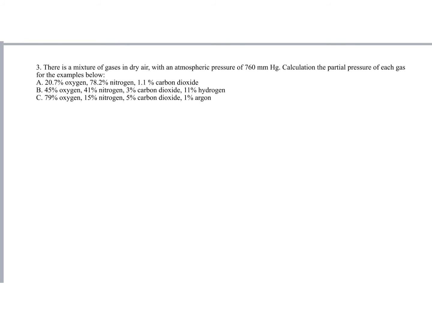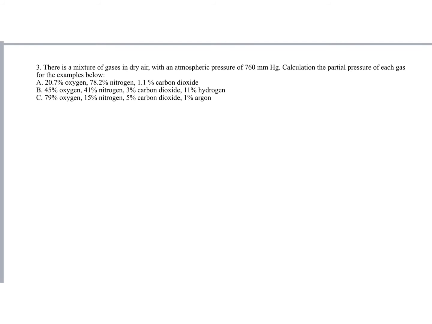So we're going to have to do some math, and don't kill me for it. You can all do it. Number 3: there's a mixture of gases in dry air with an atmospheric pressure of 760 millimeters of mercury. Calculate the partial pressure of each gas for the examples below.